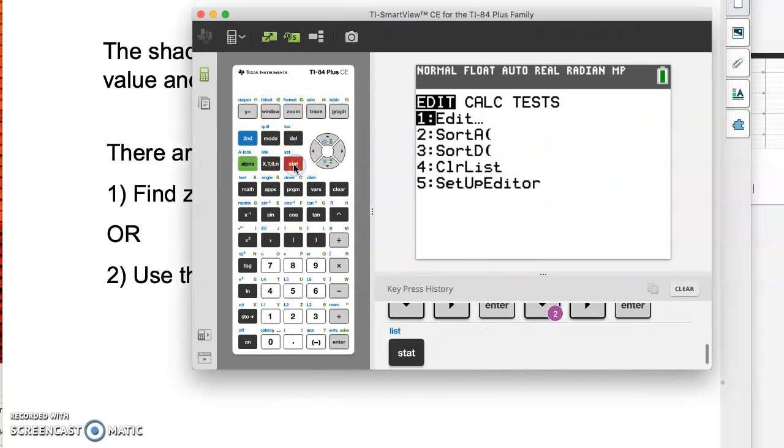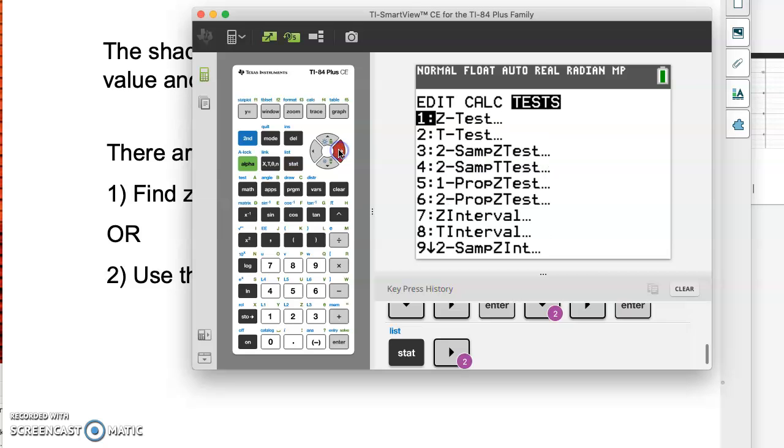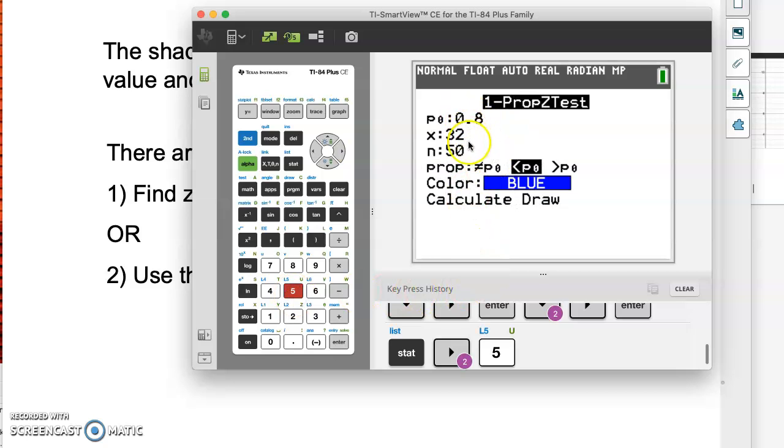So we do stat, tests, and one prop z-test is number 5. So I'm just going to hit 5. And I've already got the data in here. As you can see, p0 equals 0.8. x is 32. That's how many shots he made out of 50 shots. And we think it's less than 0.8, so we say less than p0. And then we go down and we calculate.